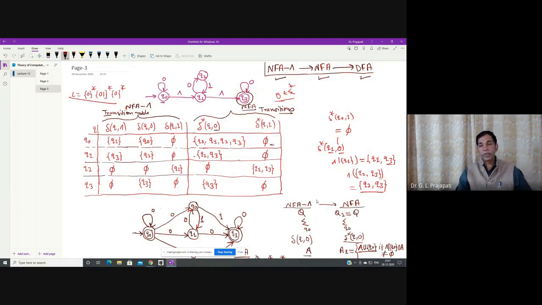The power of all such machines is the same, meaning if you have an NFA null accepting some language, then you will also have an NFA that accepts the same language. Moreover, you also have a DFA accepting the same language, and hence the power of all machines, NFA null, NFA and DFA, remains the same. So all machines have the same power, but the only advantage is in the construction. You can construct an NFA null very easily as compared with the NFA and as compared with the DFA.